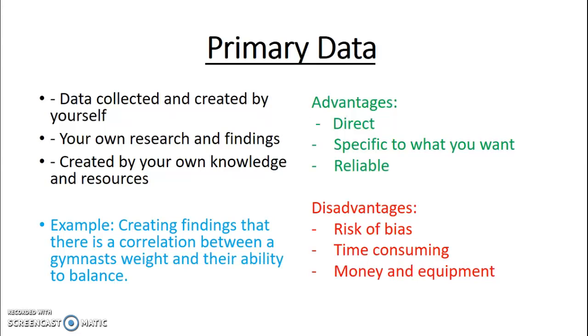Disadvantage is a risk of bias because it's yours. You might manipulate the results and want the results to go a certain way, so you might change that to play in your favour. It's also time consuming as you're doing the research yourself. So it might take a while to actually do that to get the results you want. And money and equipment. If you don't have the money or equipment, you aren't able to make your own primary data as you need to create your own experiment and stuff like that. So you might not be able to do this.